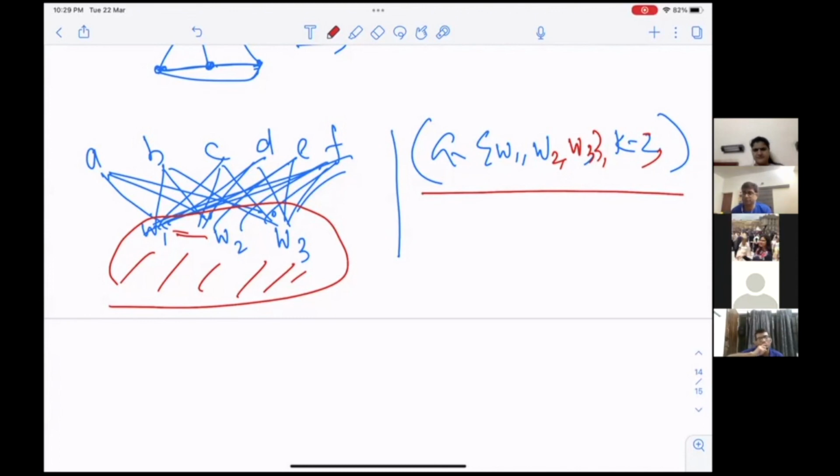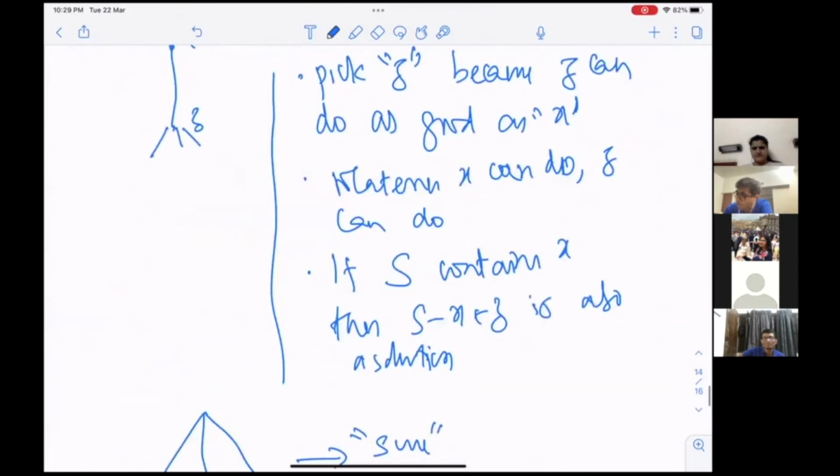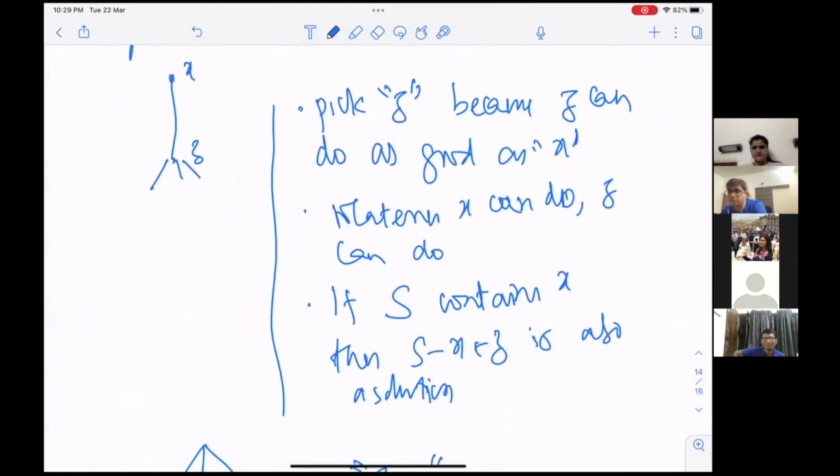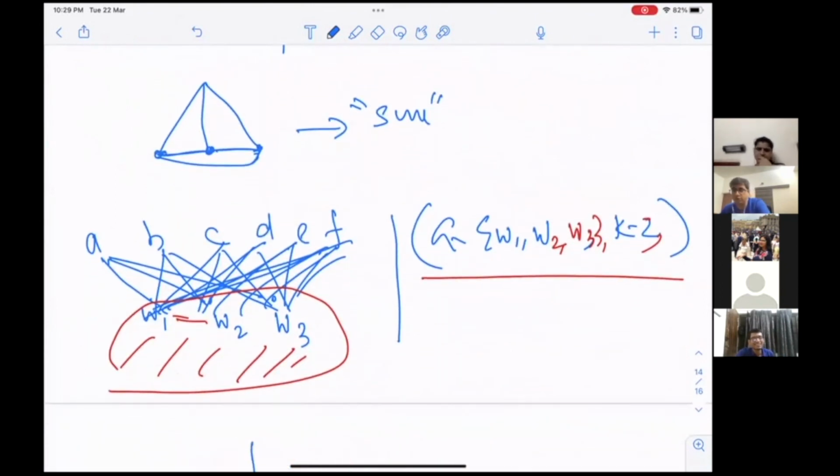Because there are no edges in the neighborhood of W1, W2, W3, we can remove this and decrease. Let's go back to degree 1. I don't think we all have understood degree 1. What did we say? We wrote: pick Z because Z can do as good as X. So if S picks any vertex in ABCD, then you have to say, look, forget those ABCD. I can make my job from W1, W2, W3. You understand what I'm saying?